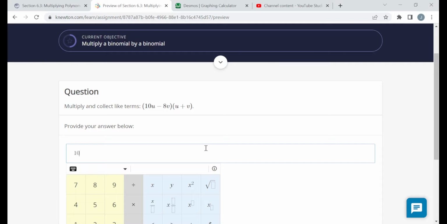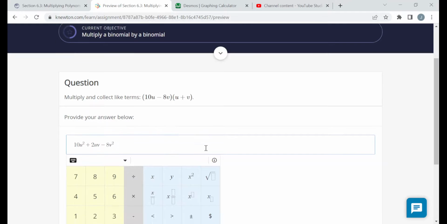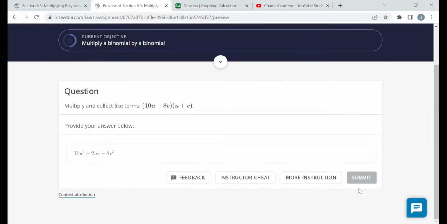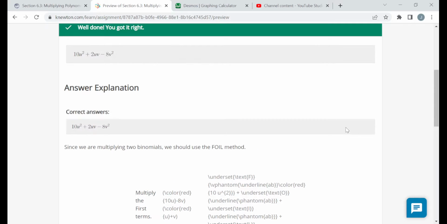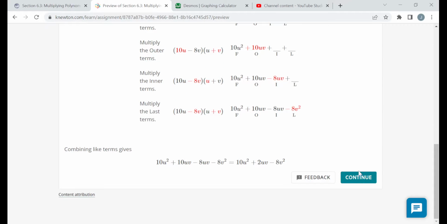Alright, so 10u squared plus 2uv minus 8v squared. Great. Alright.